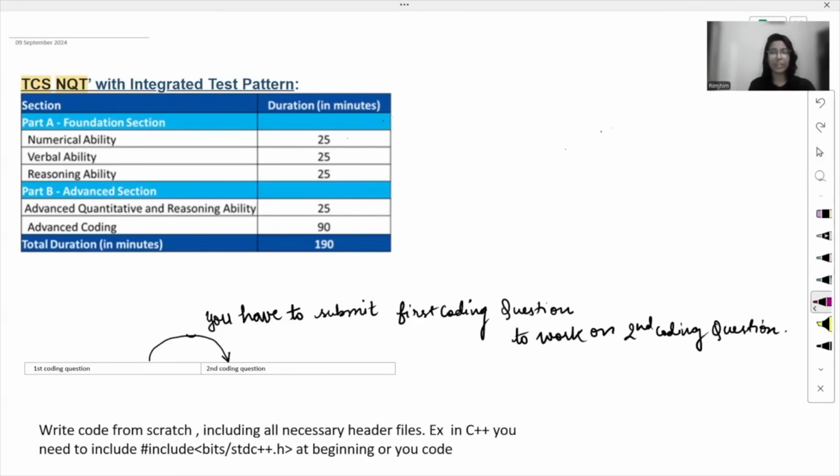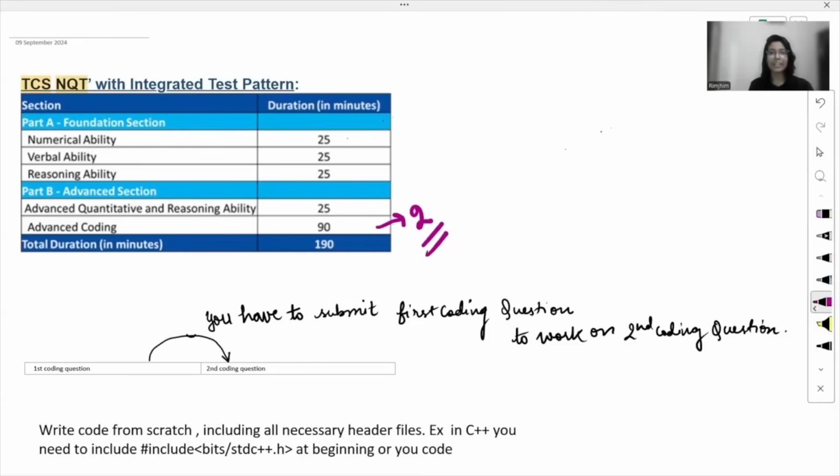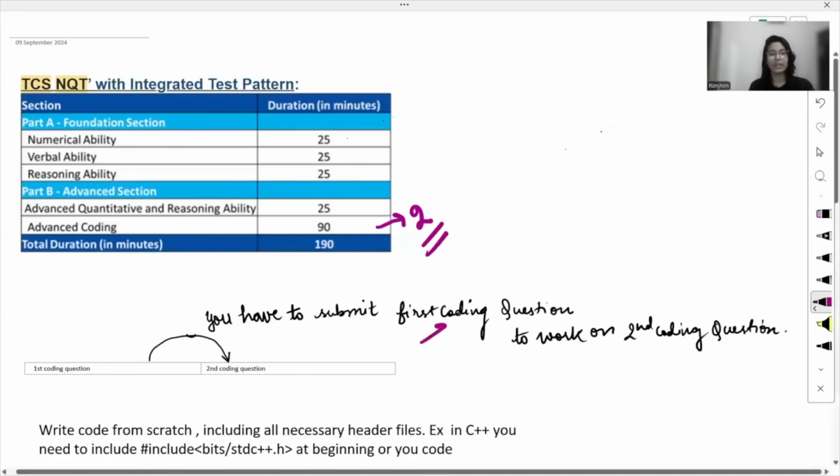In 2024, there were 2 coding questions and you will have 90 minutes to solve these 2 coding questions. Now, the catch here is that you can't see the second question until you have submitted the first one. So, to work on the second question, you have to submit the first coding question, and only then can you work on the second.